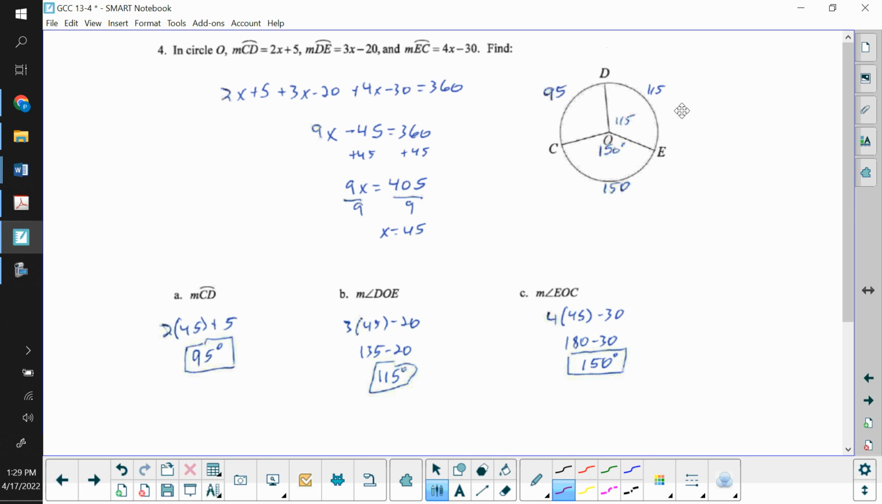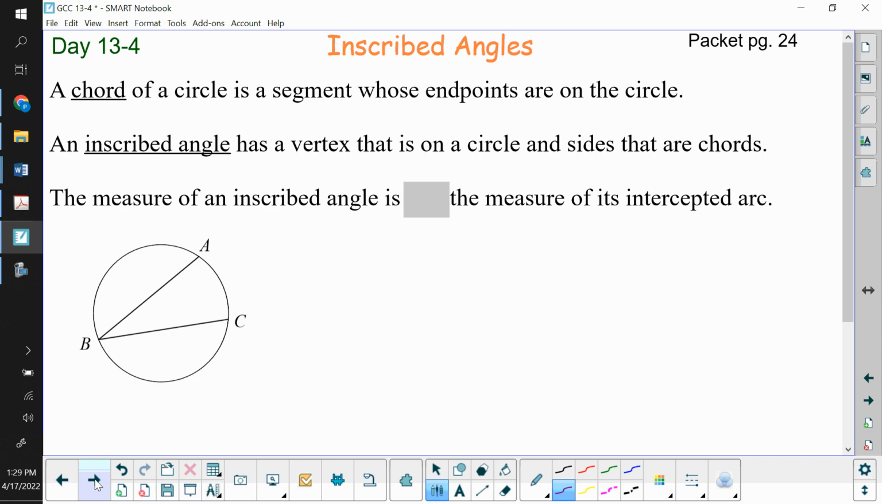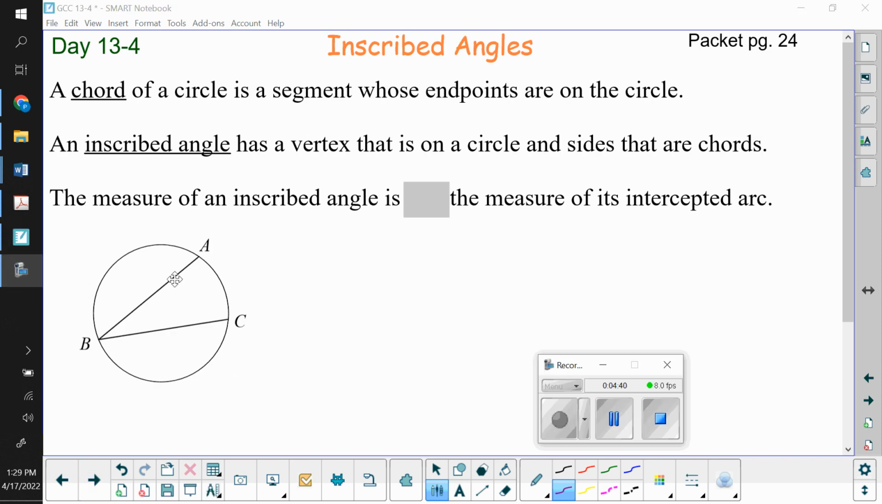Well, that answers part A, the arc for CD. Our central angle DOE will be the same as the arc it opens up to, 115. And then EOC is the same as its arc, so 150. And that's it for that part.